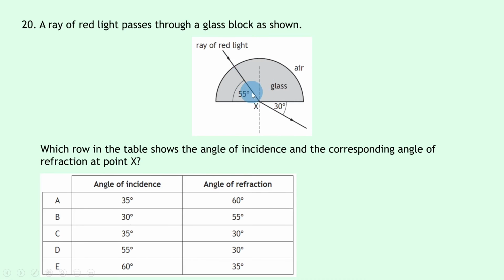And notice how this angle makes up 90 degrees. So in order to find this angle in here, we need to take this one away from 90. So we do I equals 90 minus 55 to get 35 degrees for this angle in here. We then need to do a similar thing for the angle of refraction, because remember angle of refraction is the angle measured between the refracted ray and the normal. So that's going to be this angle of 90 minus the 30 to get this angle in here. So R equals 90 minus 30, which is 60 degrees. And that means our answer is A.